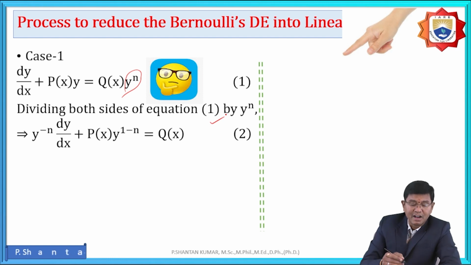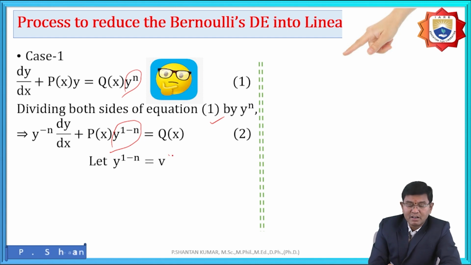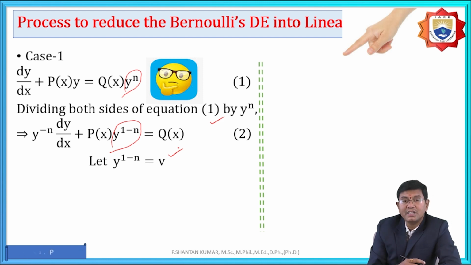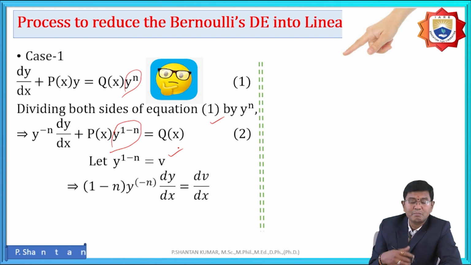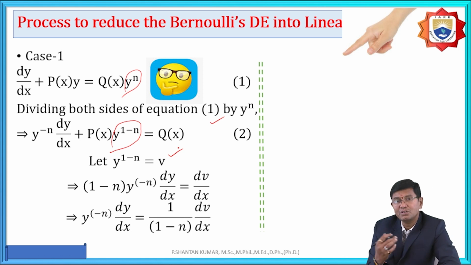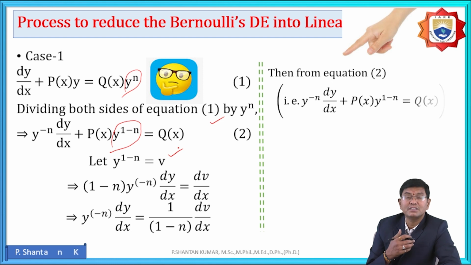And after dividing by y power n, the middle term, which is y power of 1 minus n, we need to assume to be v, or sometimes z, or sometimes p. That depends on the problem. Sometimes we assume z or v, sometimes any other terminology. Based on that assumption, we find the derivative of this, and replace it in the second equation. After converting it to linear, we find the integrating factor and find the general solution.